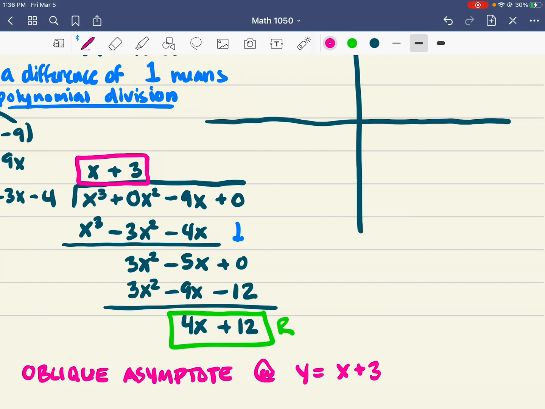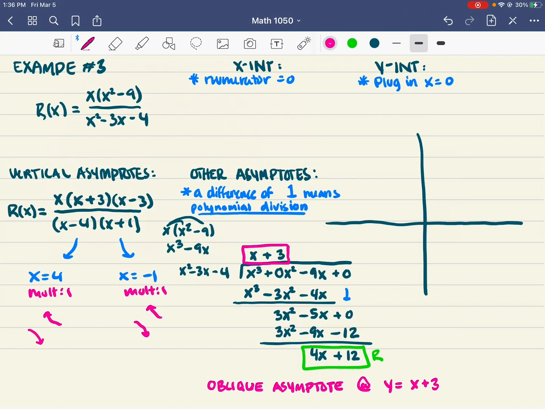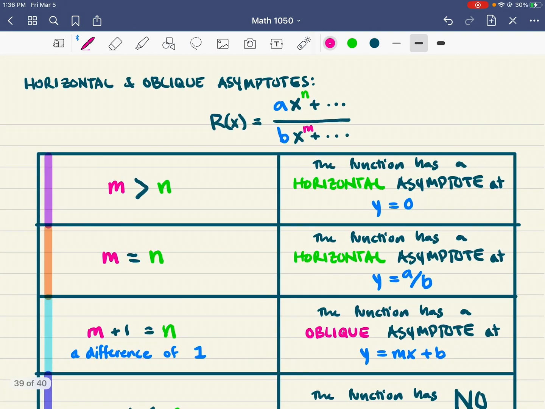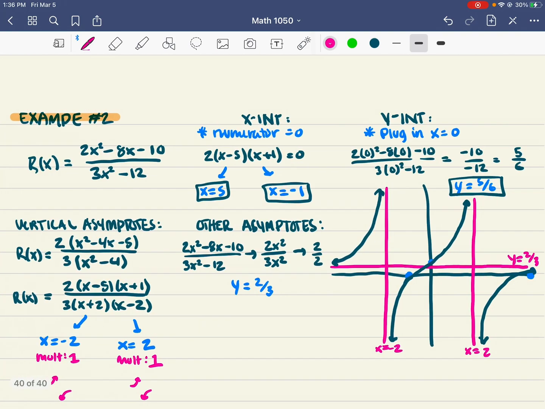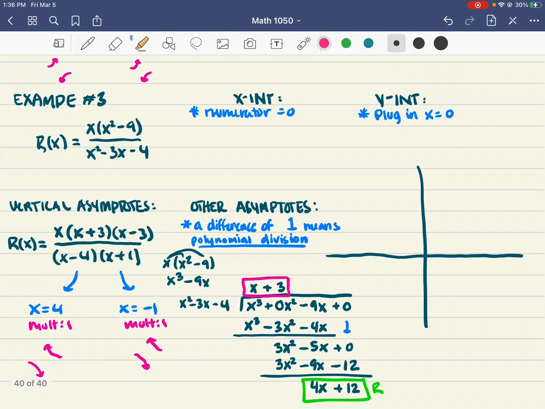That is going to be our oblique asymptote, and you'll see a little bit what that looks like in a second. When I say this is the fun one, I really do mean it. It is interesting. This is going to be highlighted in blue because it's a blue example.